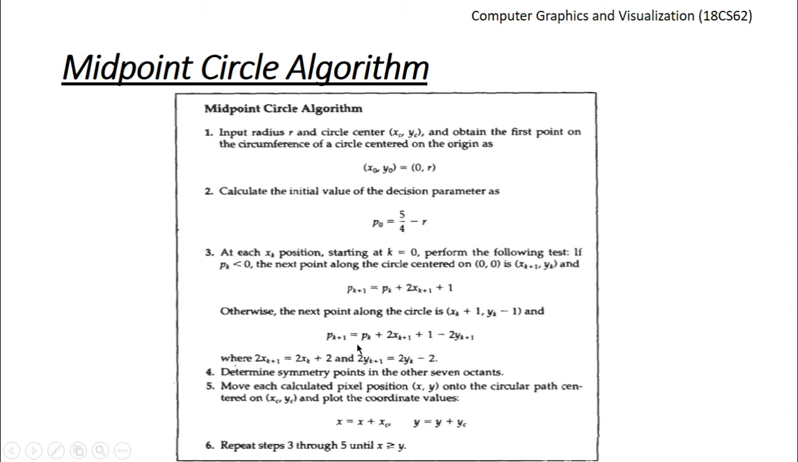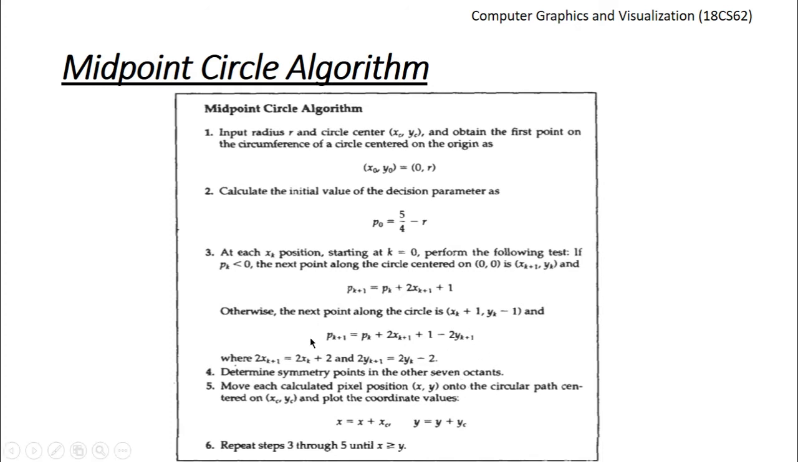If the value of the decision parameter pk is negative, we will be using this equation: pk+1 = pk + 2xk+1 + 1. Else, if the value of the decision parameter is positive, we need to compute the value of the decision parameter pk+1 using this equation: pk+1 = pk + 2xk+1 + 1 - 2yk+1, where the value of 2xk+1 can be computed as 2 into xk + 2 and the value of 2yk+1 can be computed as 2yk - 2.